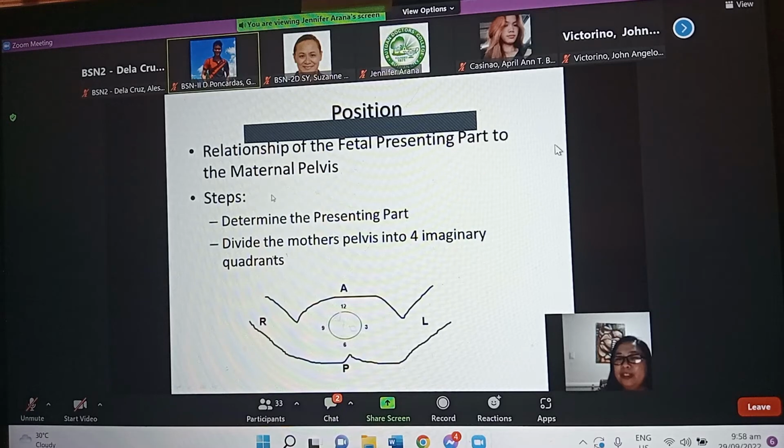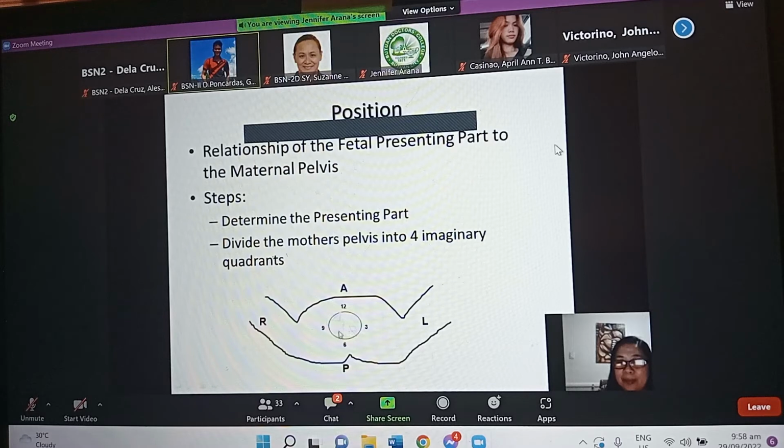So, how do we determine the position of the fetus or the fetal position? First, determine the presenting part, whether occiput, mentum, or sacrum. And then, divide the mother's pelvis into 4 imaginary quadrants. Anterior, posterior, we also have transverse pala, and then right or left. Then, you will know what is the fetal position.